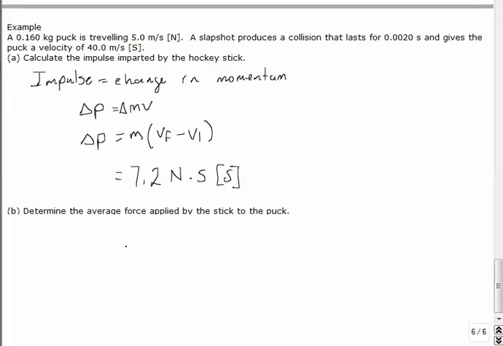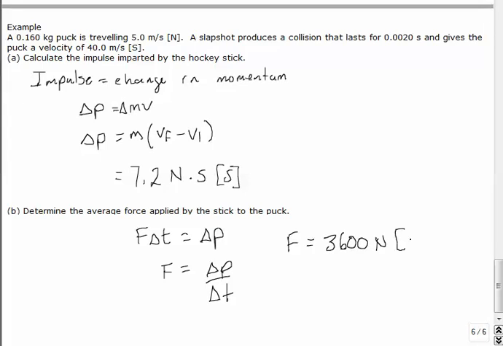Now we can determine the average force applied by the stick to the puck. We know the time that it took for that force to be applied. The impulse is also given as the force multiplied by the time, equal to the change in momentum. We know the change in momentum already, so we can find out what that force was: delta P over delta t. You'll find that the force is 3,600 newtons to the south.